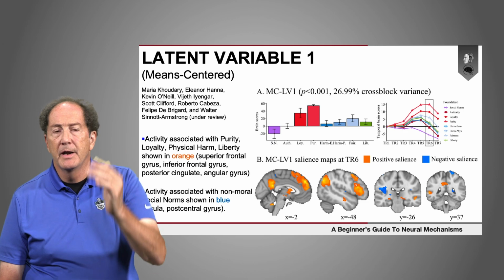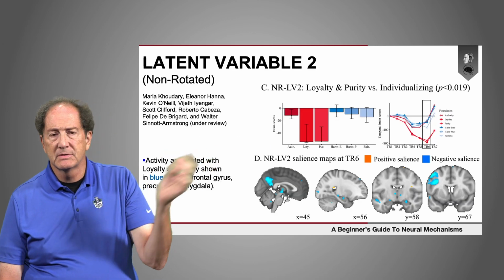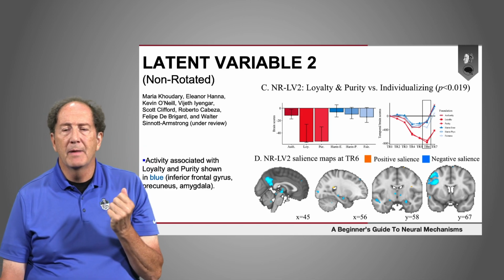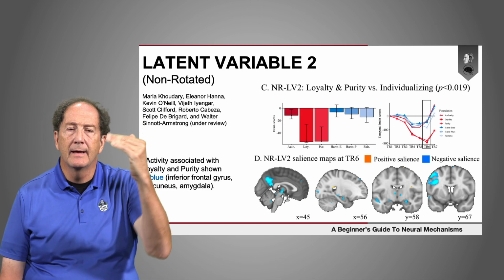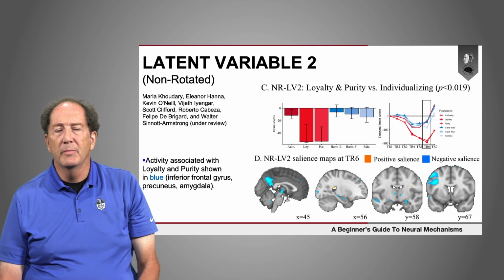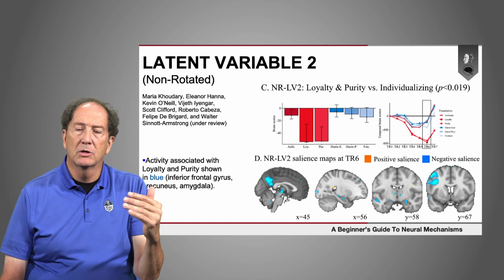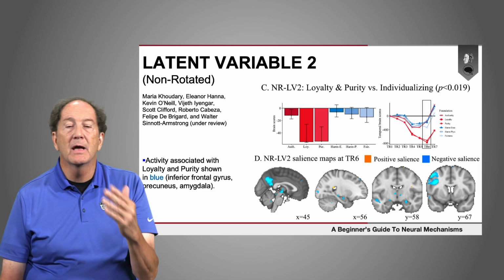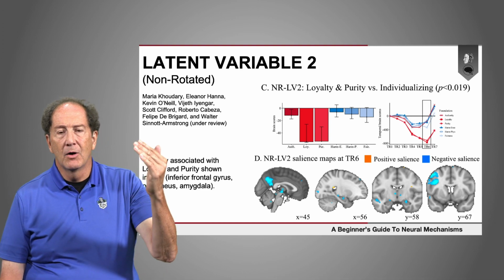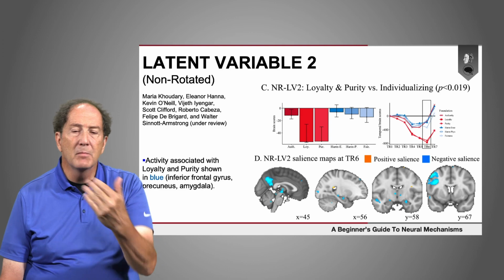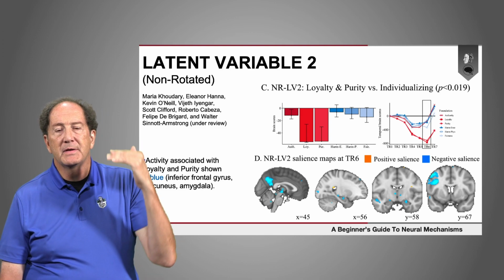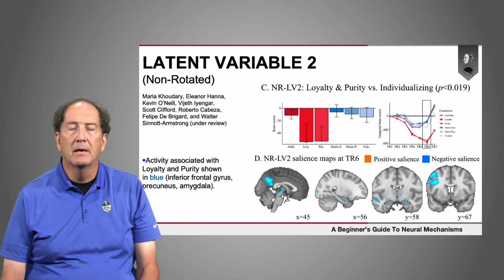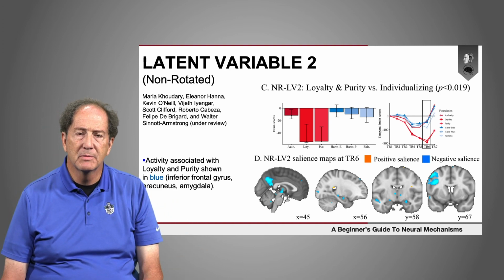And we then did a non-rotated analysis. That was a mean-centered one; this is non-rotated. Again, you don't have to worry about the technical details. The point is that a different analysis confirmed the original results, that loyalty and purity come out as foundations quite different from the other foundations. And so there are differences within morality between the types of moral judgments that you're making and the brain areas that are activated when you make those moral judgments.